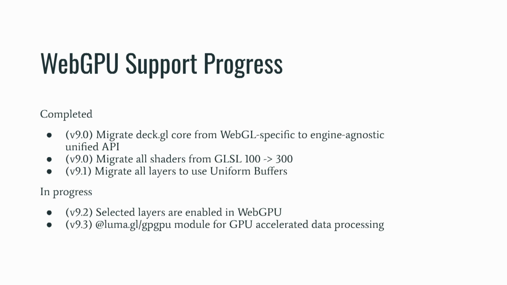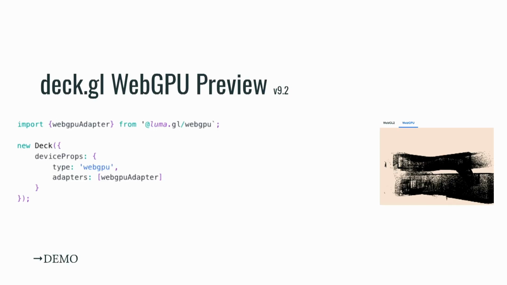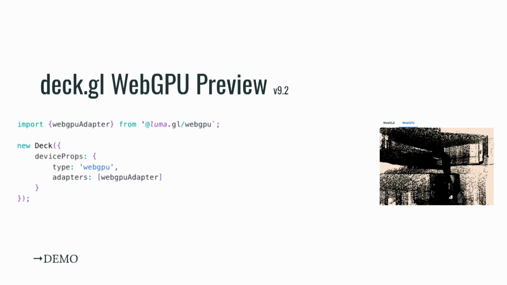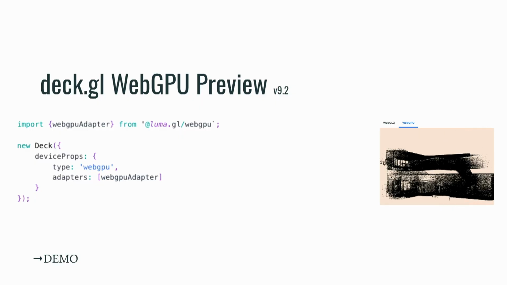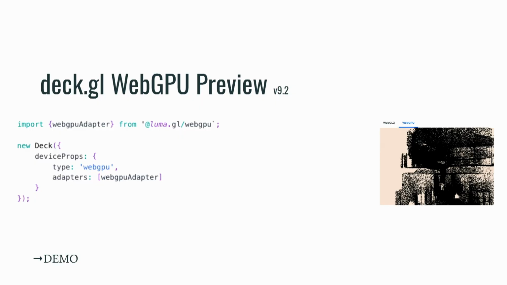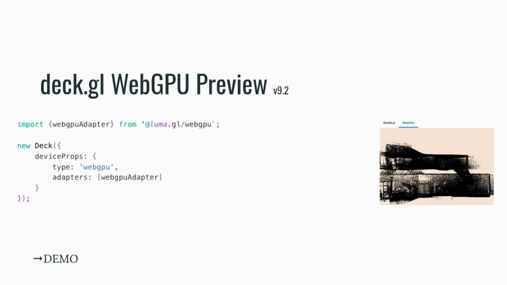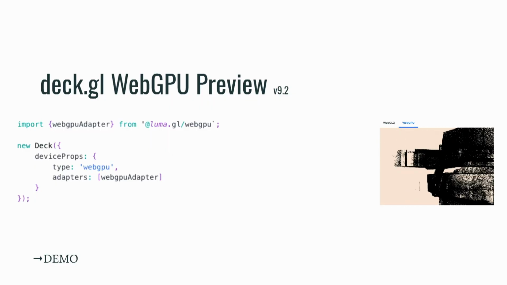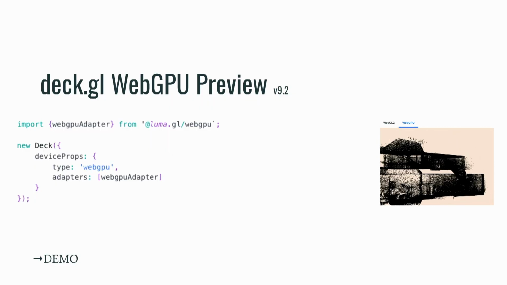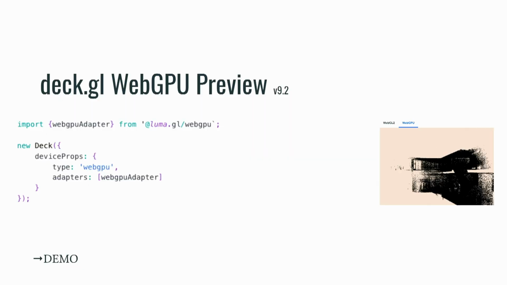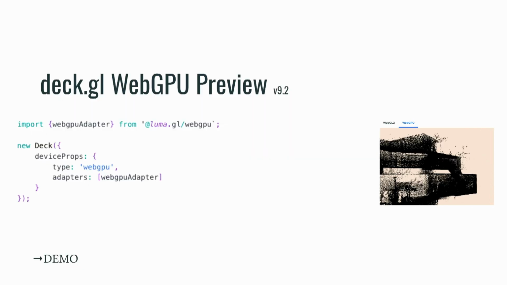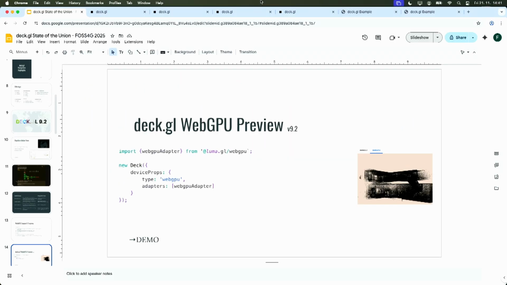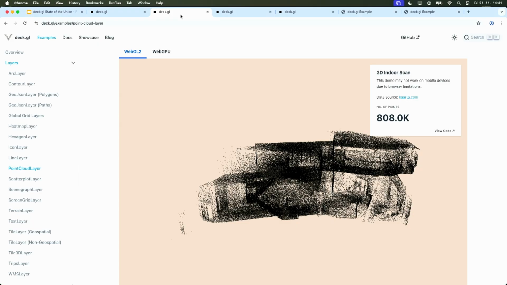We've been doing this process step by step. I'm going to skip over this because it's a little bit too technical, and just show you that we already have a preview enabled in 9.2. If you want to use WebGPU, then you basically tell deck.gl when it's starting up, I would like a WebGPU adapter. That's what we call it. And then it's just going to render using that. Now, the caveat here is that it doesn't support all of the layers. We only have 3 at the moment.